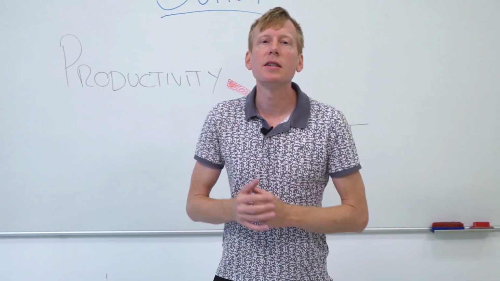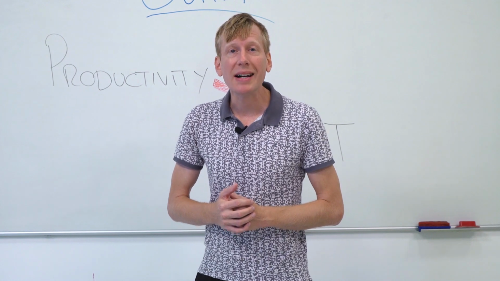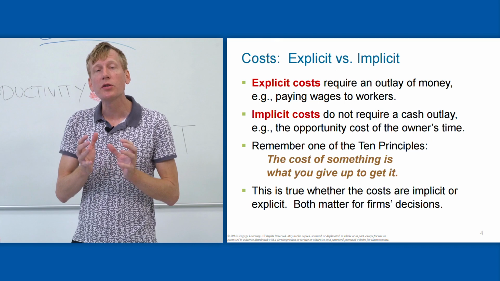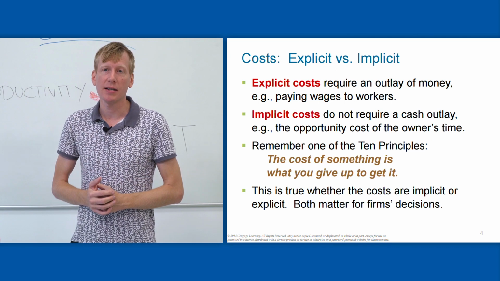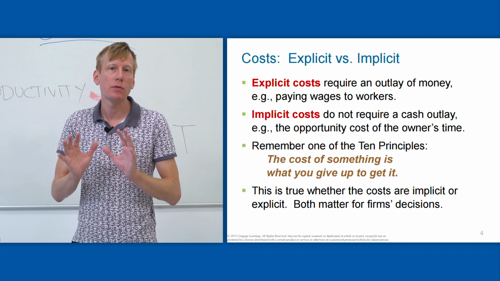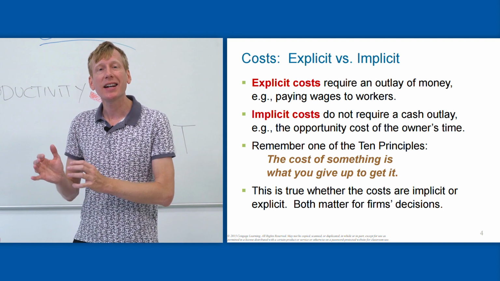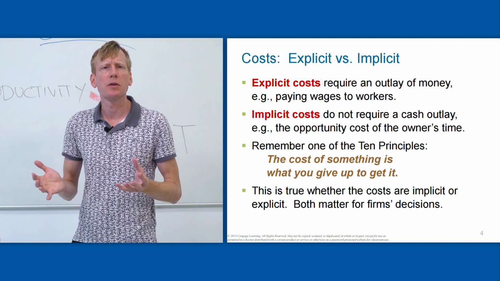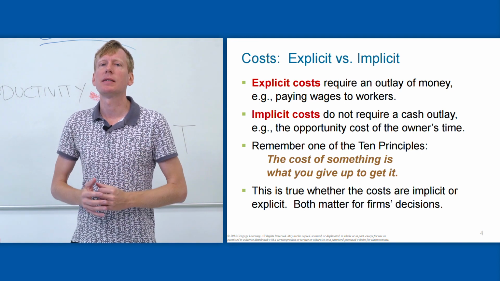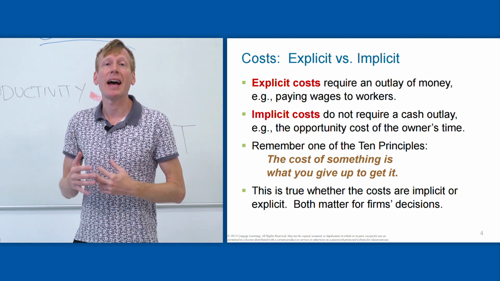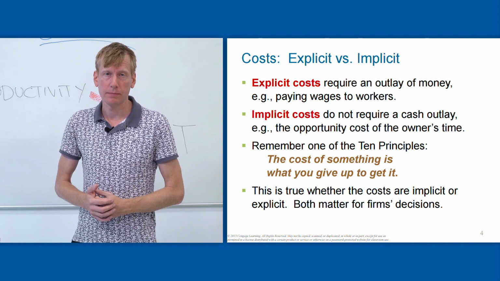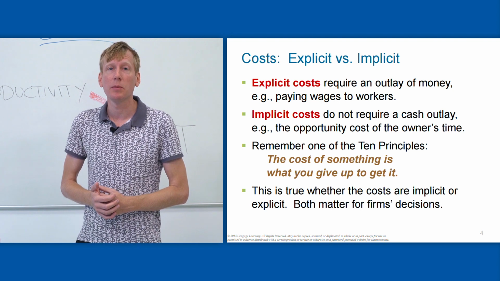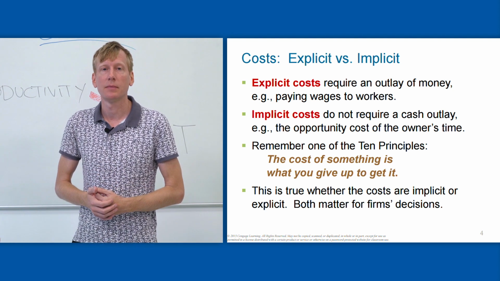Now, for business decision making, we can also characterize the costs that those businesses face in 2 big categories, the first being explicit costs. This is a definition that we use, it's more economic jargon. And the second being implicit costs. So what's the difference between those? An explicit cost is something that the business actually has to pay money for.